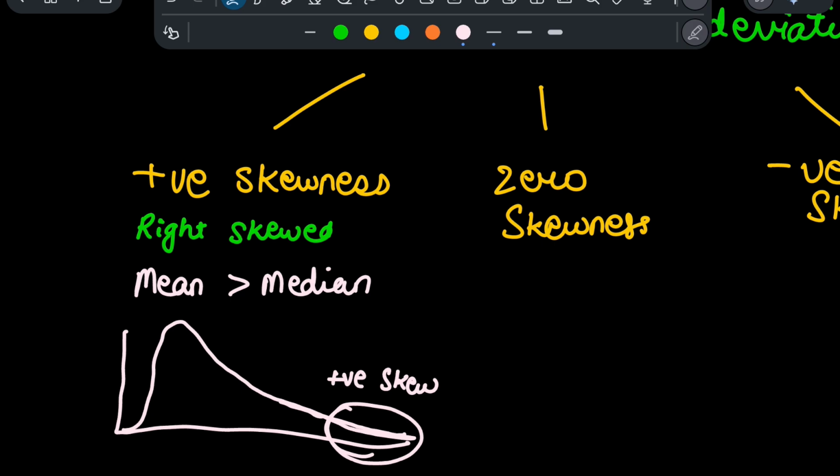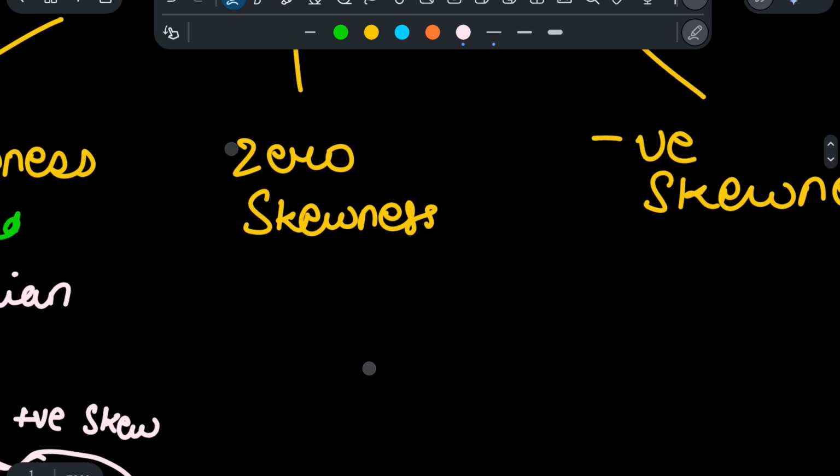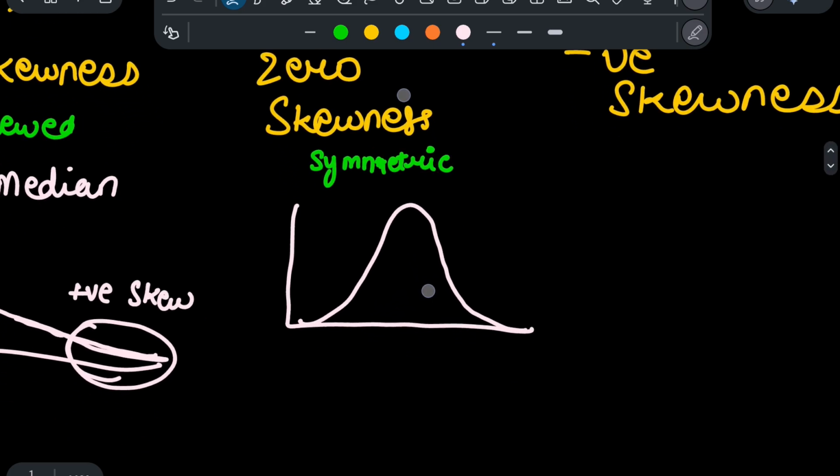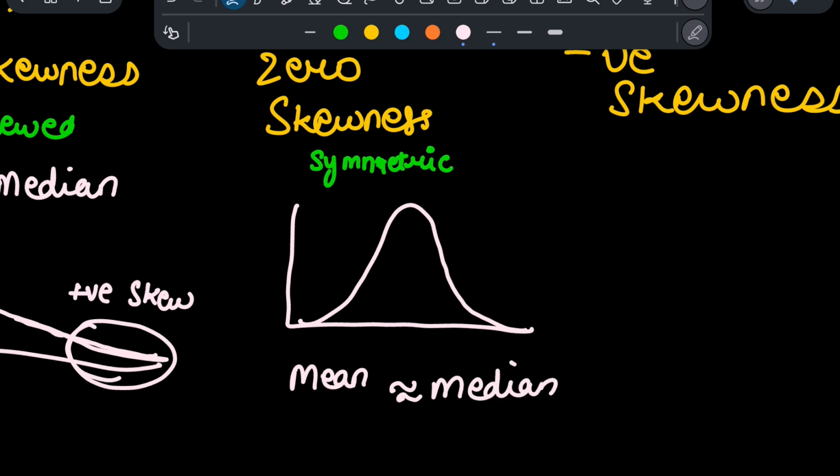Now, zero skewness is nothing but the symmetry of data. It is also known as symmetric. It's a bell-shaped curve, the normal distribution curve. Its curve looks something like this. Zero skewness occurs when the mean is approximately equal to the median and approximately equal to the mode. An example is the height of adults in a large population.